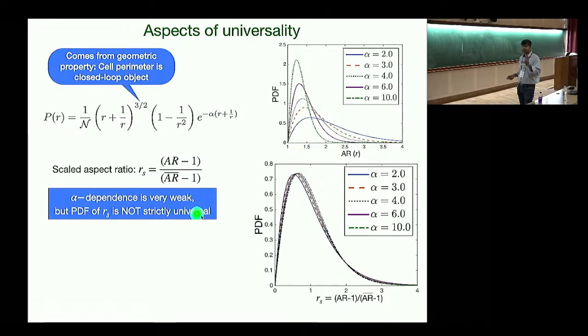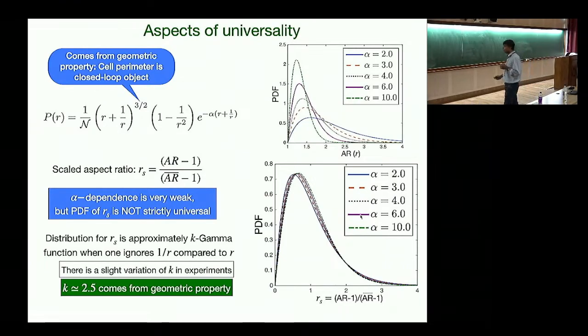So the dependence on alpha becomes really, really weak when one plots the PDF of the scaled aspect ratio, and they are the same values of alpha as there. So what it shows is that the alpha dependence is there, it is weak, but the distribution is not strictly universal.